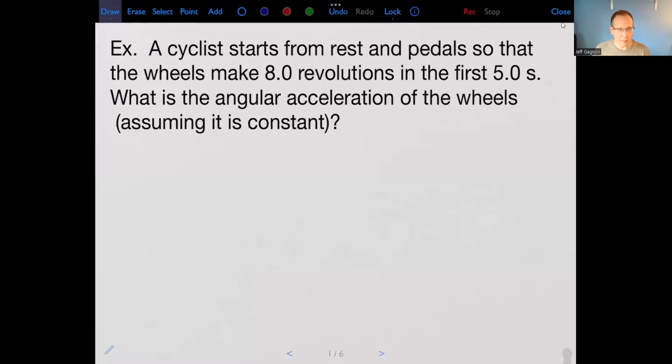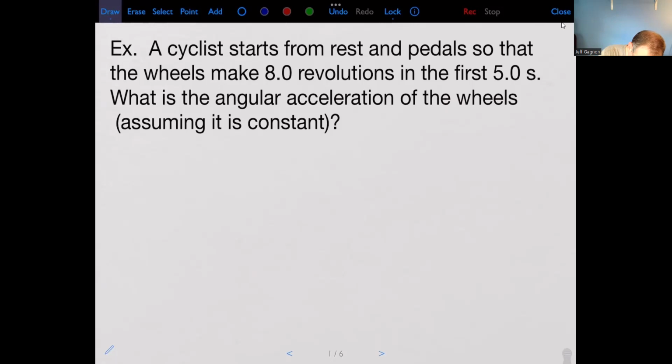Okay, so in this problem, I'm told a cyclist starts from rest and pedals so that the wheels make 8.0 revolutions in the first 5.0 seconds. What is the angular acceleration of the wheels? And we're assuming that the angular acceleration is going to be constant. Okay, so what do I know? Let me write down what I know.